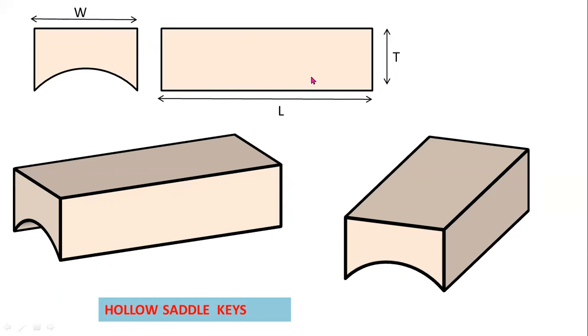This is the front view of the key. This one is the side view of the key. So this is the isometric view of a hollow saddle key.